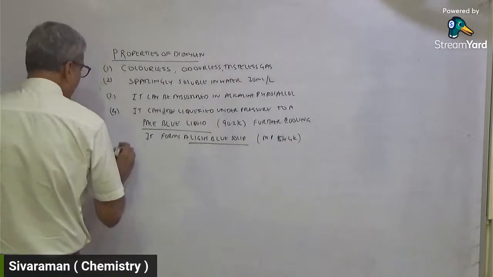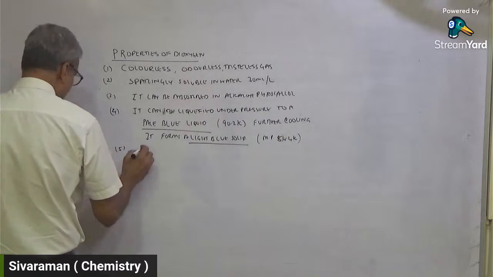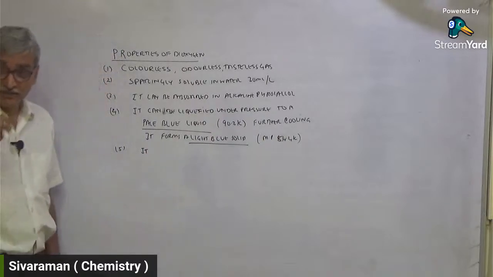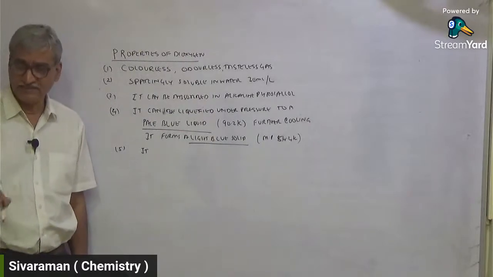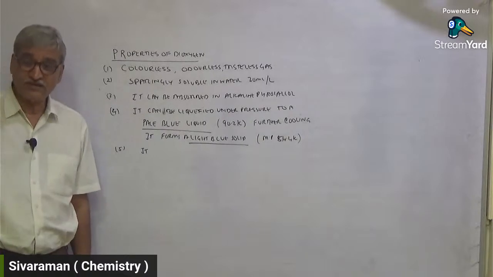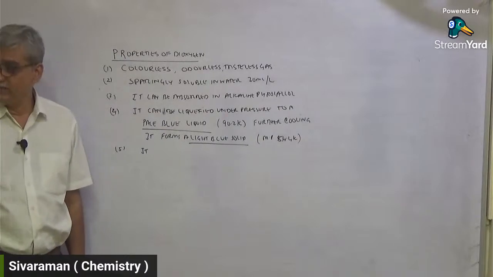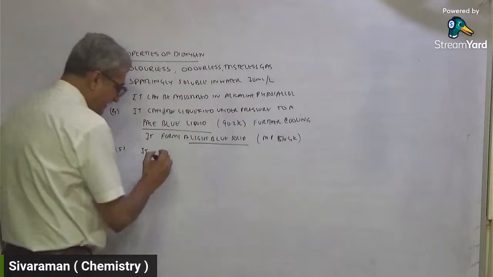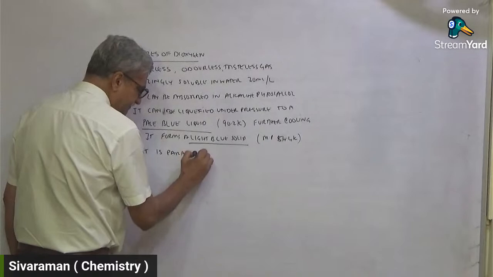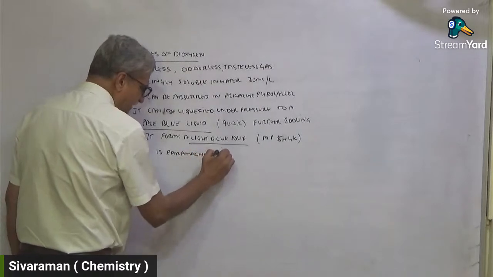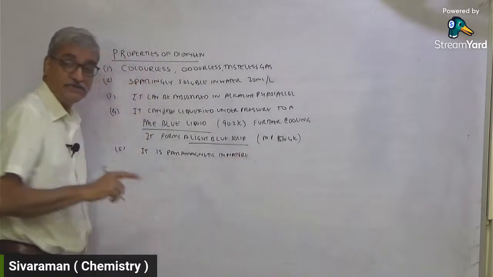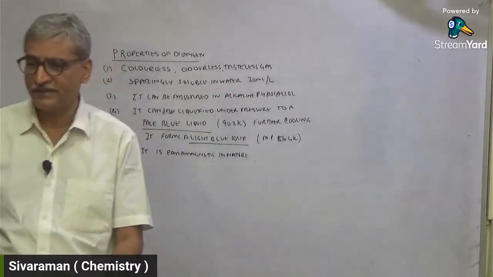Okay, heavier than air. It is paramagnetic in nature. That is very important because it is the only one which is paramagnetic. The other elements in the elemental state are not paramagnetic, except S2, if at all it exists, then that would be paramagnetic. Others are diamagnetic. Except oxygen, all others are diamagnetic.